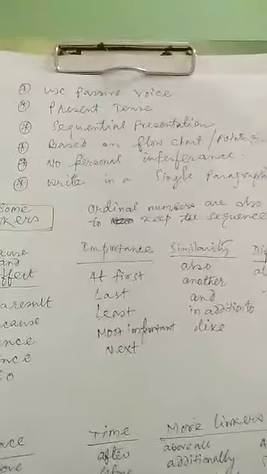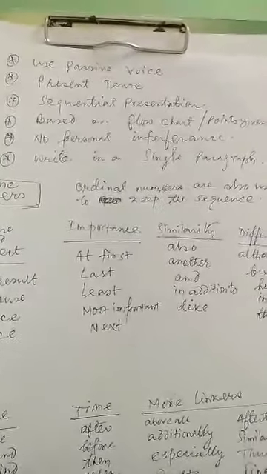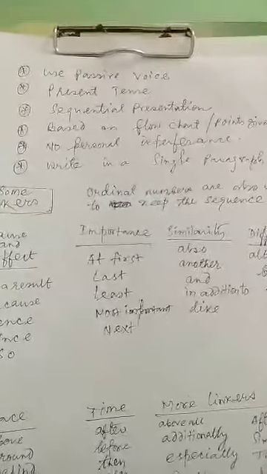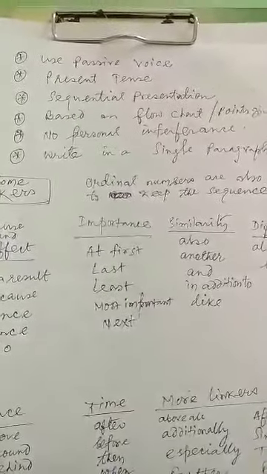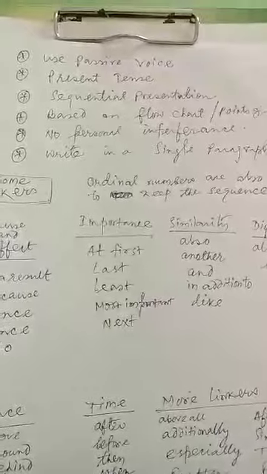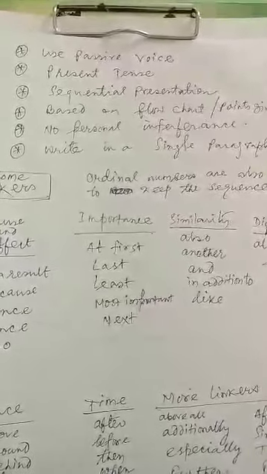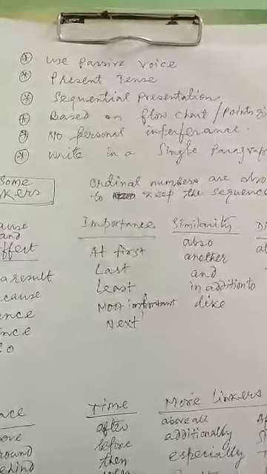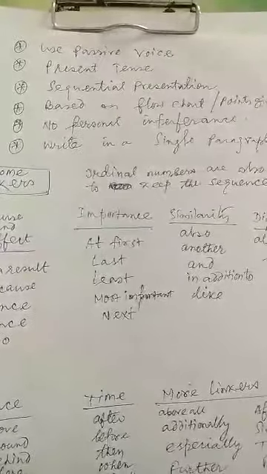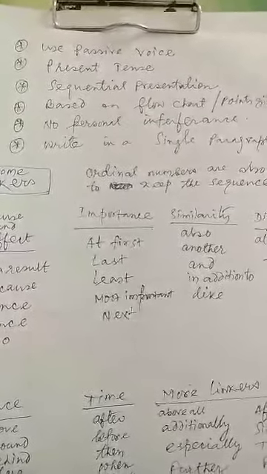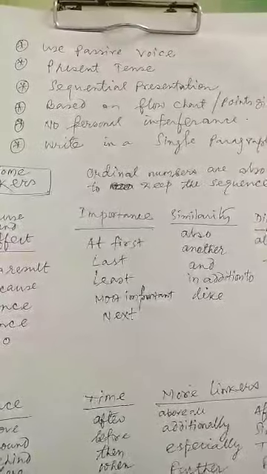Use passive voice. It is essential for describing a process. Use subject, then is or are. If the subject is singular, then write is. If the subject is plural, write are. Then third form of the verb, that is past participle form of the verb, is used. Always write in present tense.